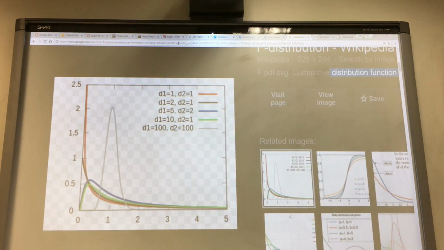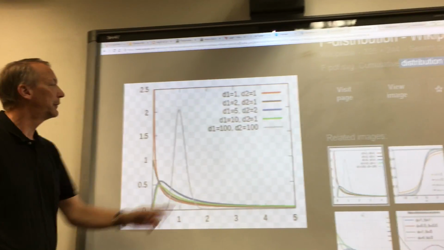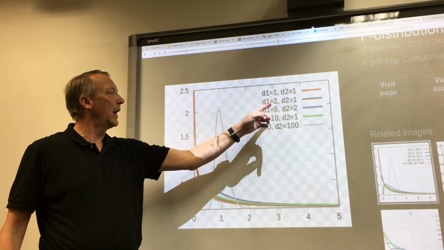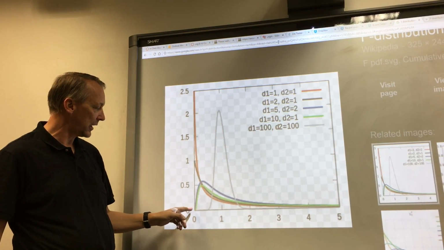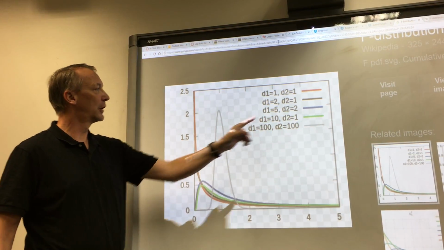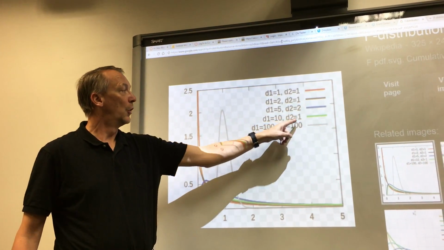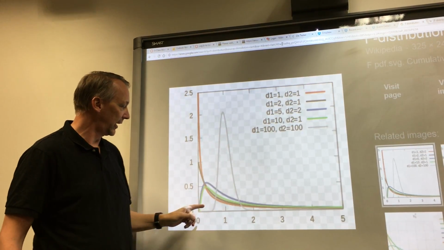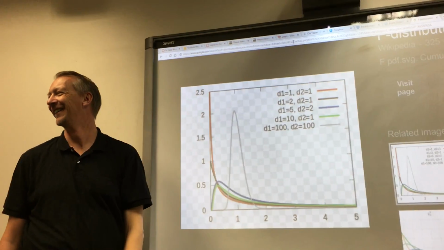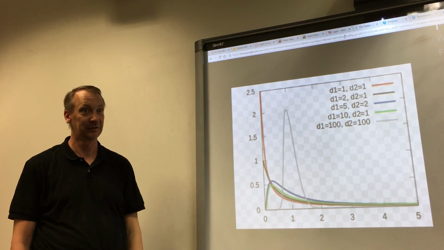Okay? The black line starts at 1 here. Degrees of freedom in the numerator of 5, degrees of freedom in the denominator is 2. That's the blue line, which starts down here at 0. The green line is 10 degrees of freedom in the numerator, 1 degree of freedom in the denominator. And if we go 100 and 100, that's the gray line. So you can see that this one changes pretty dramatically.